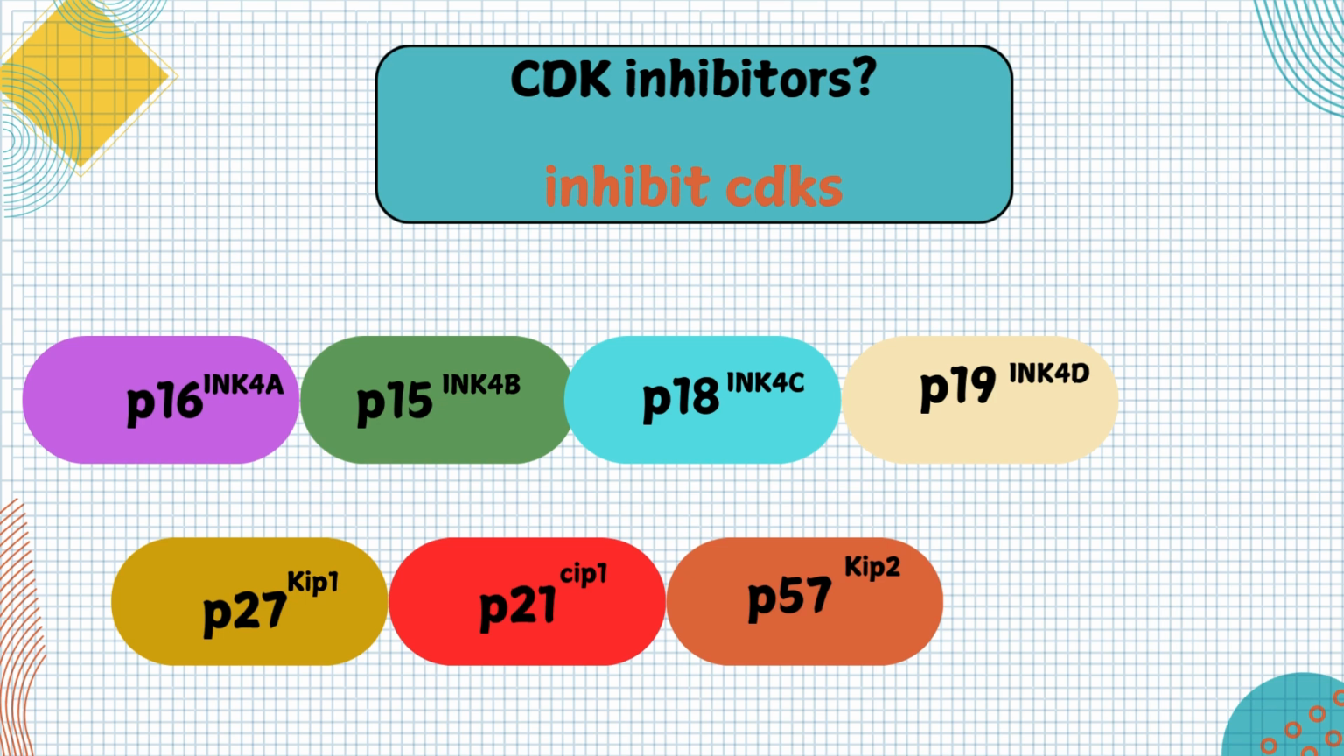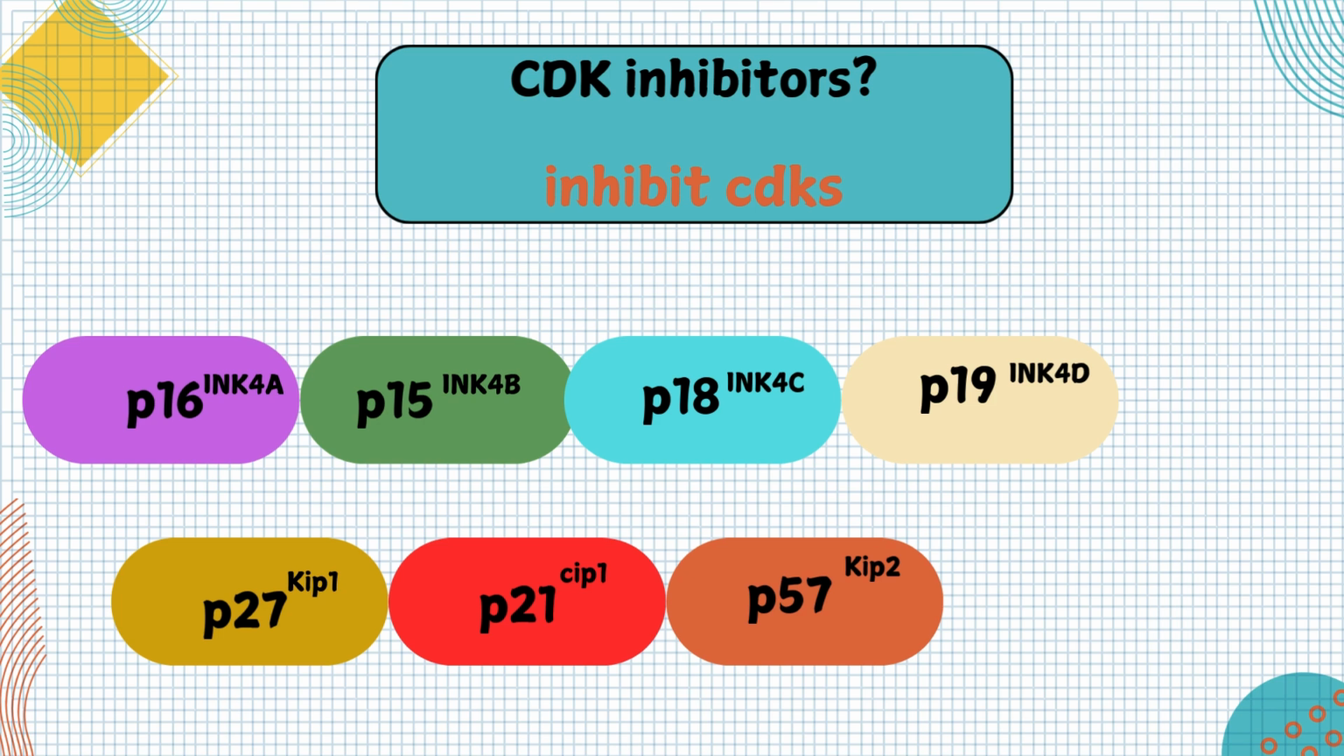I'm going to tell you that there are 7 CDK inhibitors. What are their names? These are P16, P15, P18, P19. P16 is written first, P15 is second because the sequence is INK4A, INK4B, INK4C, INK4D. That is why it's easy for you to memorize in this sequence. And the other three are P27 KIP1, P57 KIP2, and P21 CIP1.